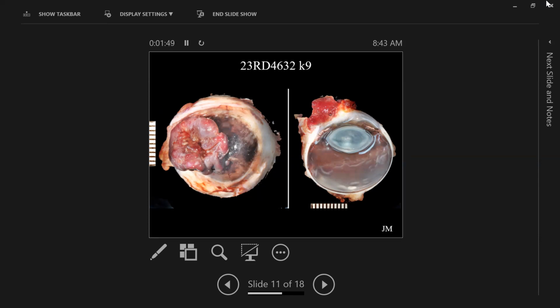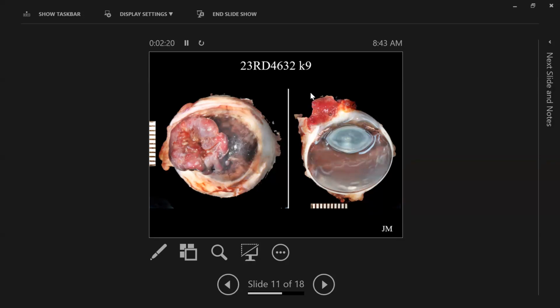So here's our gross image here. On the left is sort of a top-down view of the globe with, as they describe clinically, this large red raised mass blocking the eye. And then on the right here is our hemisection with that red mass, as they said, seems to be confined to the cornea.